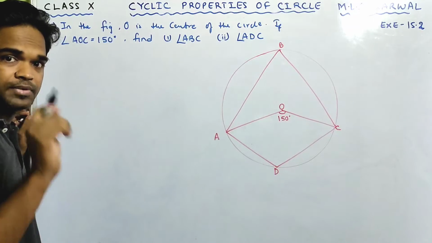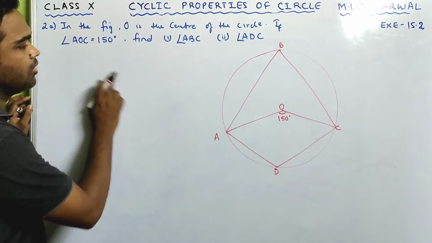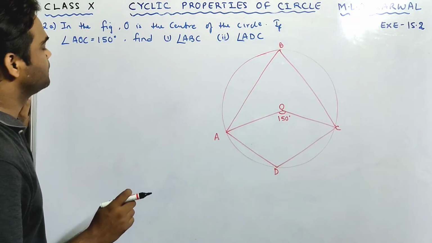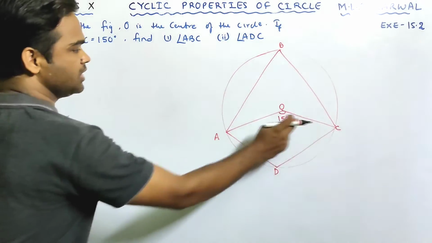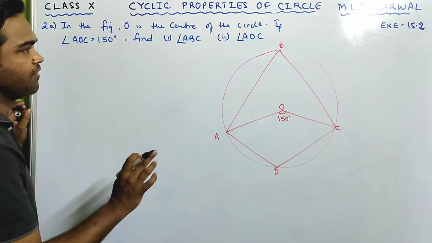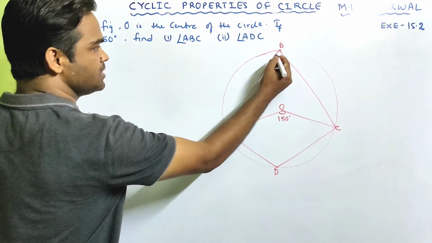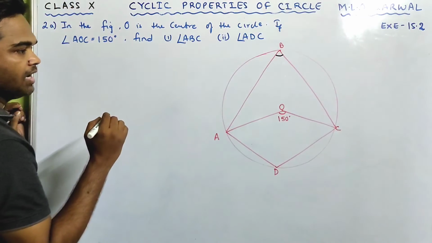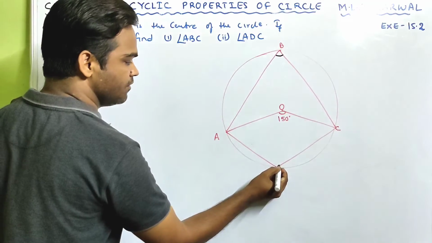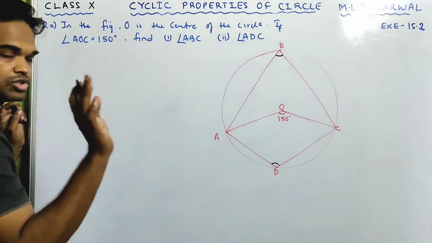Now look at this sum. 2 part A. In the figure, O is the center of the circle. If angle AOC, you can see the figure, is 150 degree, find angle ABC. Means they're asking this angle and ADC. Very easy. Just look over here.